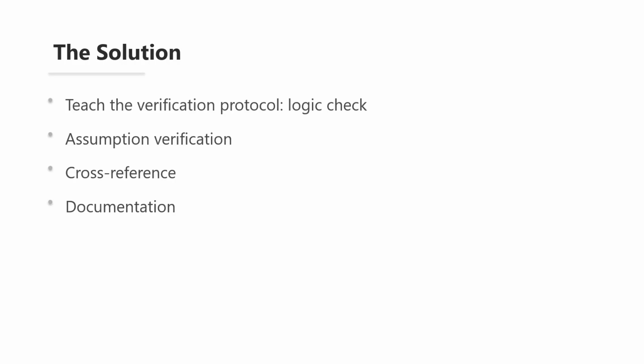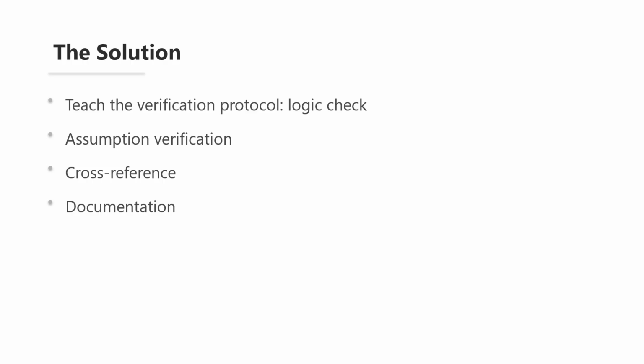Here's the 4-step trust but verify protocol. Step 1, logic check. Before examining any specific claims, read the AI output for logical coherence. Does the argument make sense? Does the conclusion follow from the premises? Are there unstated assumptions? This catches overall reasoning errors before you invest time in fact-checking details. Step 2, assumption verification. Identify the key assumptions underlying the AI's response. Are those assumptions valid for your context? AI often makes assumptions based on typical cases that don't apply to your specific situation. Challenge each assumption explicitly.